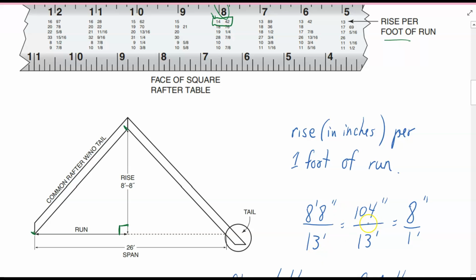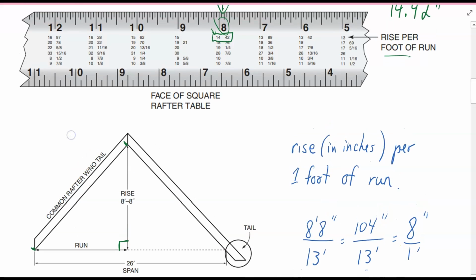Changing that all to inches, 8 feet 8 inches is 104 inches per 13 feet of run. And so what we want to know is what's the rise in inches per 1 foot of run. So we divide by 13, and that tells us that there is an 8-inch rise per 1 foot of run. And so therefore, we would then use this area, the 8-inch rise per 1 foot, and find out that the length of the common rafter is 14.42 inches.